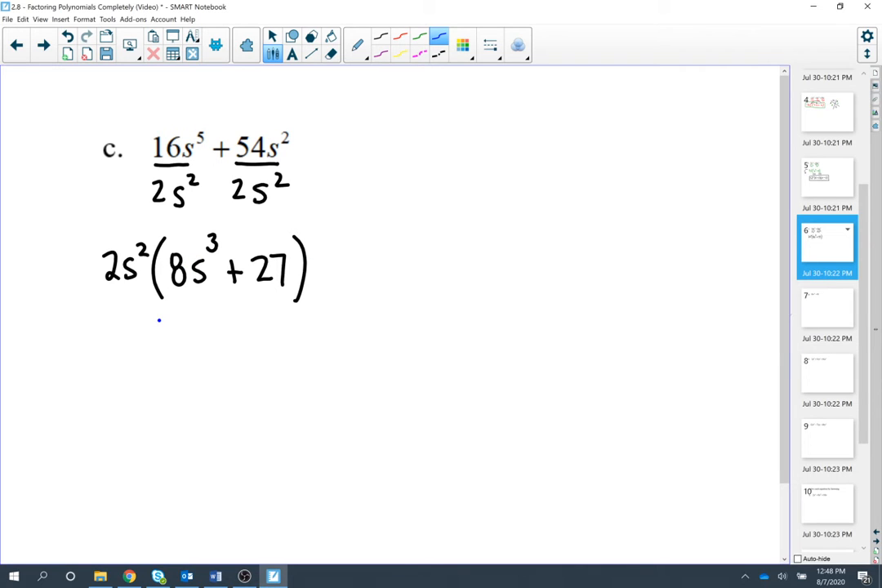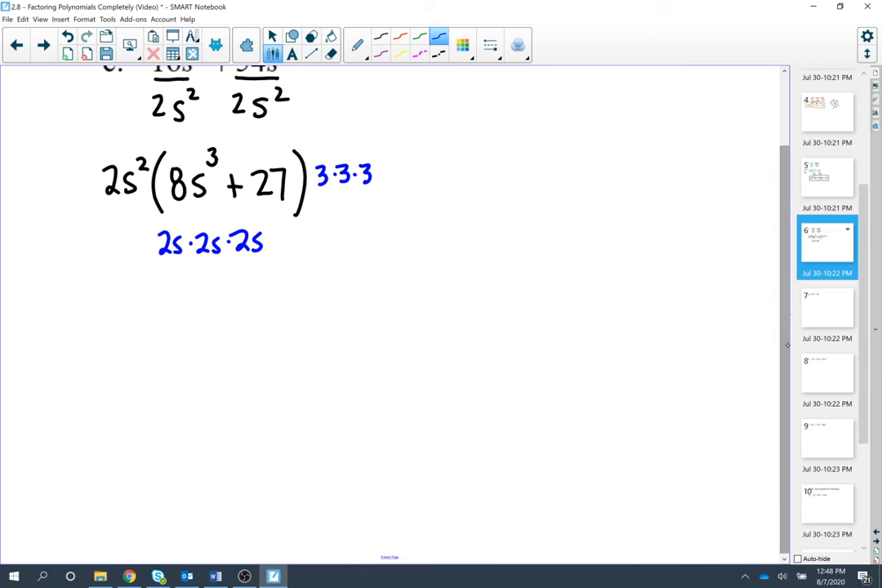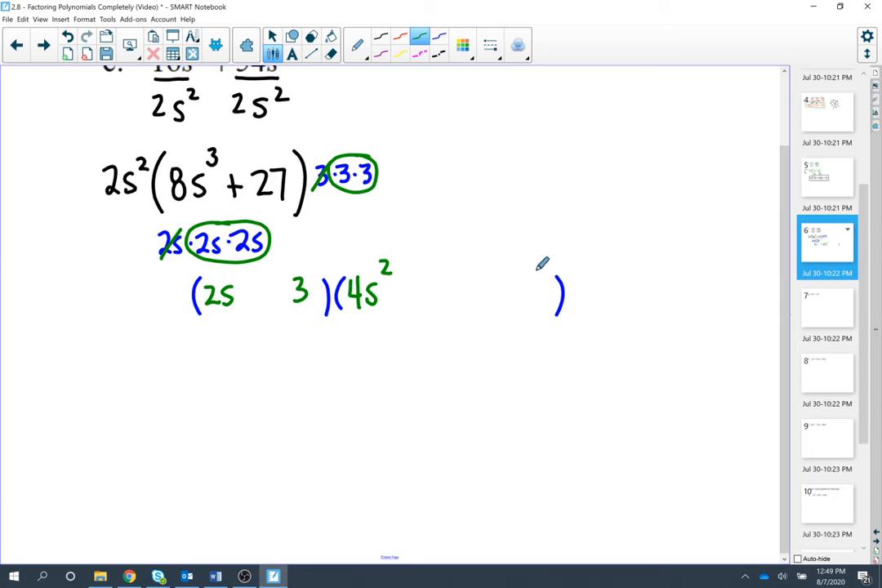8 is 2s times 2s times 2s. 27 is 3 times 3 times 3. So this is the sum of cubes. Okay, sum of cubes. We got to go further. So cubes is your hippo that's having a bad day. Small butt cheek, big butt cheek. Take a 2s, take a 3. Take your other ones, multiply them together. So that's 4s squared. Take your other ones, multiply them together. So that's 9.